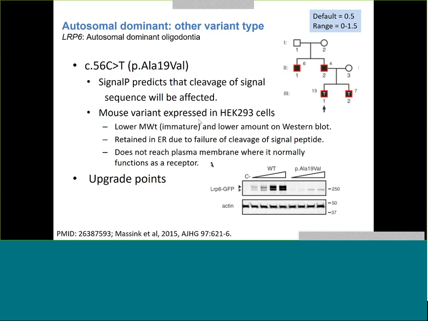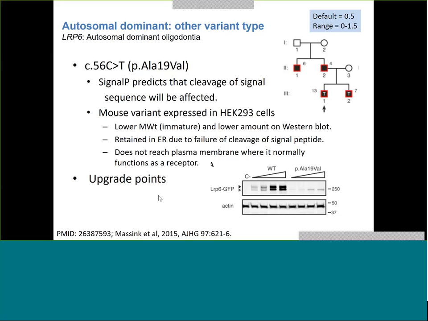And they showed that indeed in these cells that were expressing the mutant protein, there was loss of function of the receptor. So multiple lines of evidence were all telling the story about how this particular missense change was affecting the function of the protein. So I would definitely be comfortable upgrading points. I think 1 maybe, because it's a mouse variant, I don't know. Definitely 1. I don't know if anyone would have scored it higher.